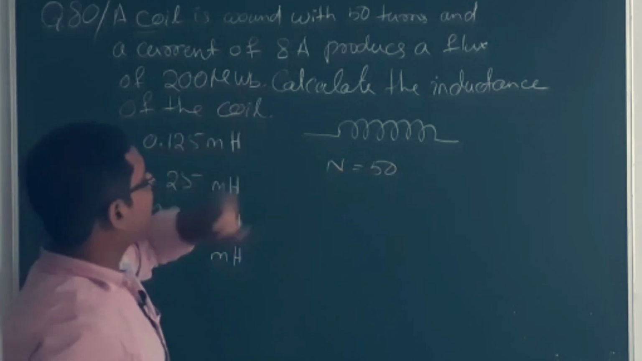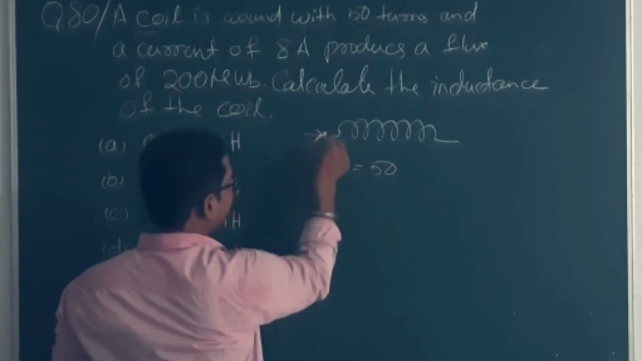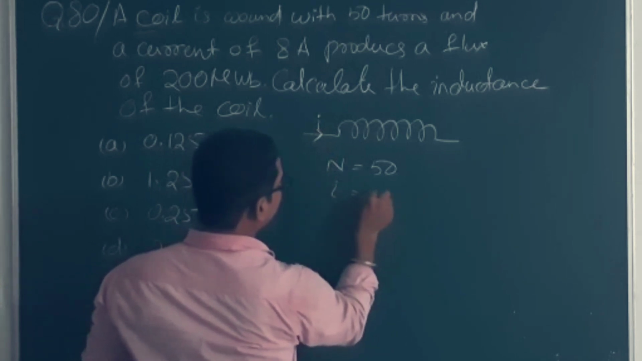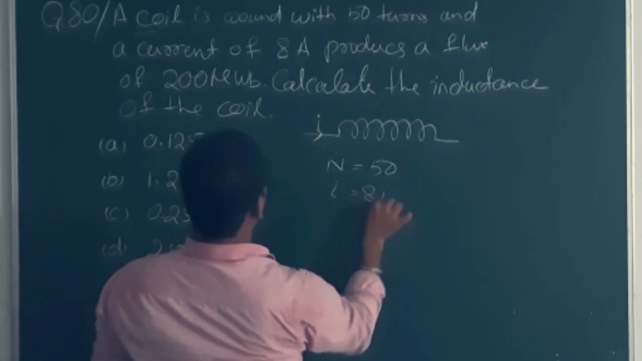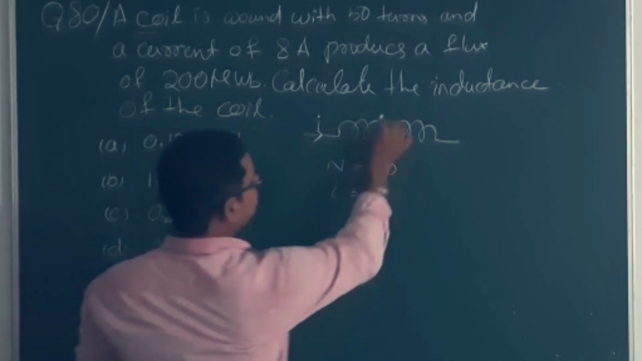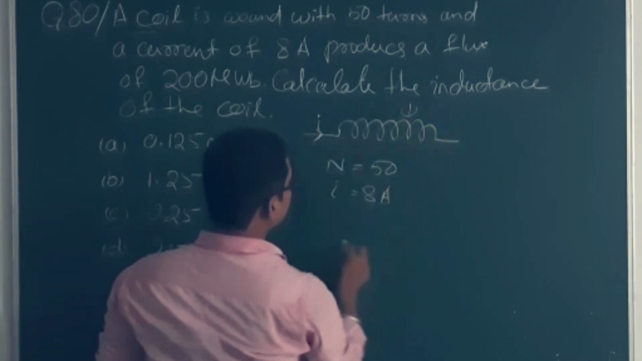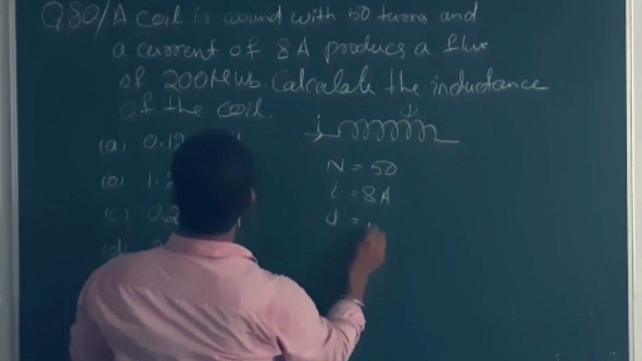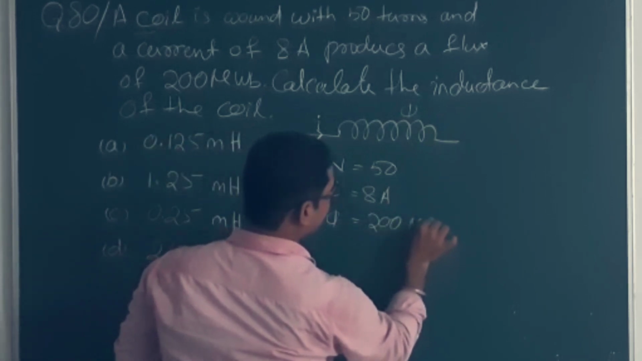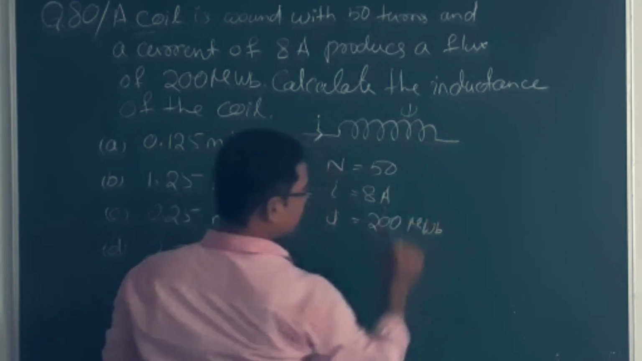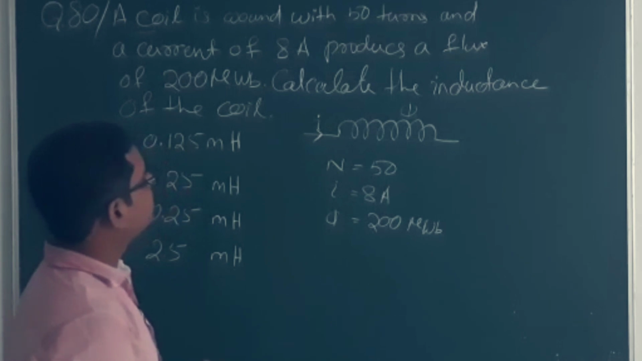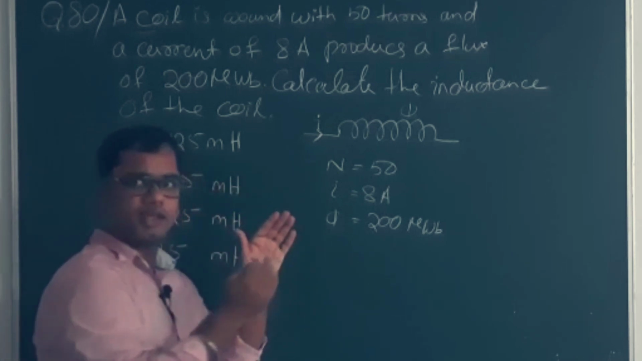Then current of 8 ampere. So in the coil, whatever the current is flowing, I is 8 ampere. Then it produces a flux. Whatever the flux produced here, the flux phi is given 200 microweber. Okay, so how to find out the inductance? A simple formula is there. You have to remember the simple formula.